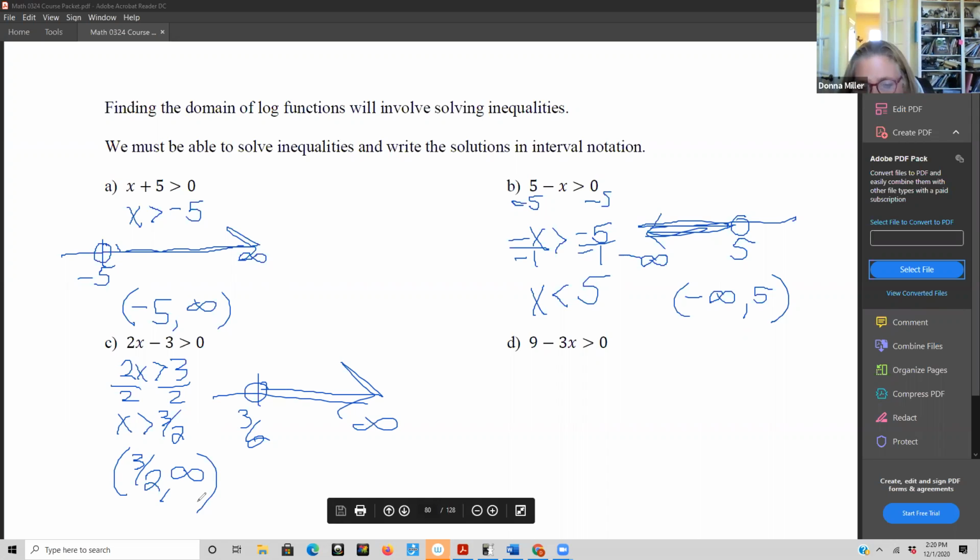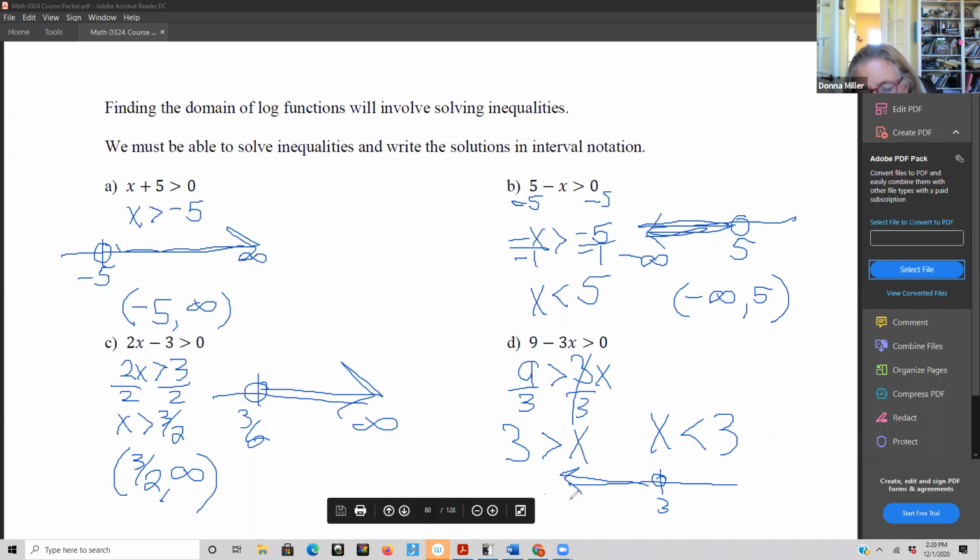Now, if you want to avoid negatives altogether, one thing you could do is move the 3x over and make it positive. So I added it to both sides. Then I can divide by 3, and I get x is less than 3. Now, that backwards notation may bother you, so go ahead and fix it. The way you fix it is the alligator opens to the 3. So here's 3, and we're going down. So it's from negative infinity to 3. That would be your solutions.